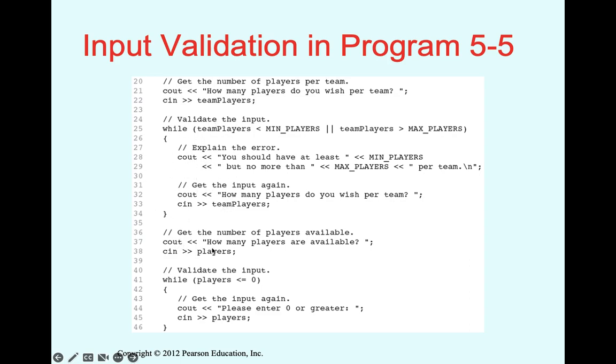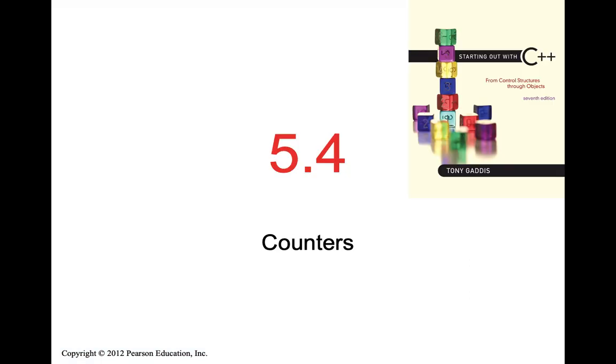After that, we ask how many players are available. If it's less than 0, which is invalid input, then we print that this is invalid, you should enter 0 or more, and then we ask the user again, and this will loop until the user enters a correct number of players.